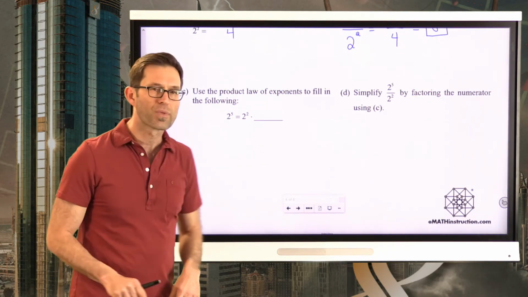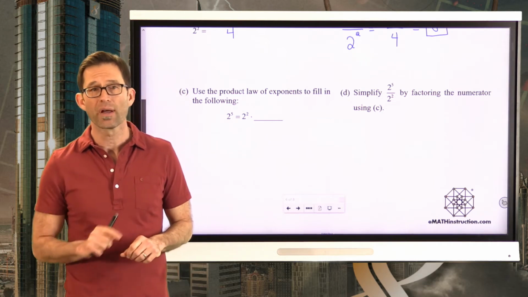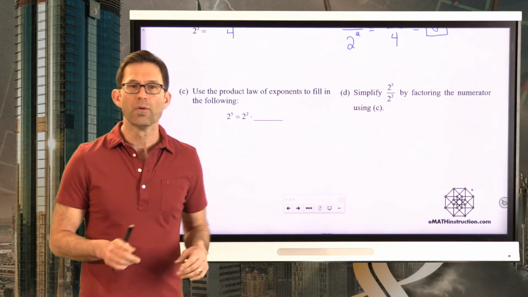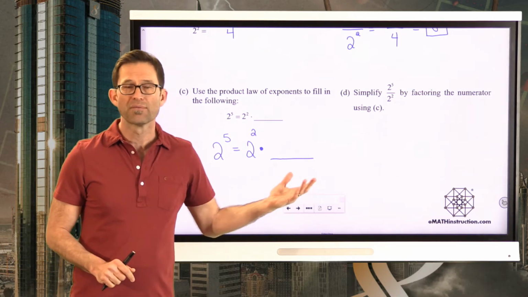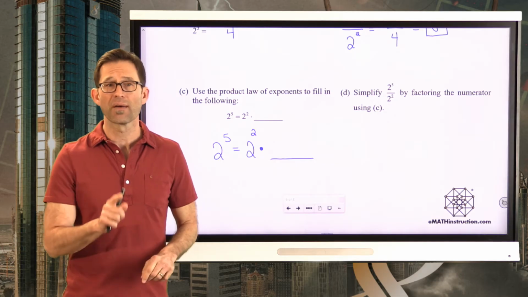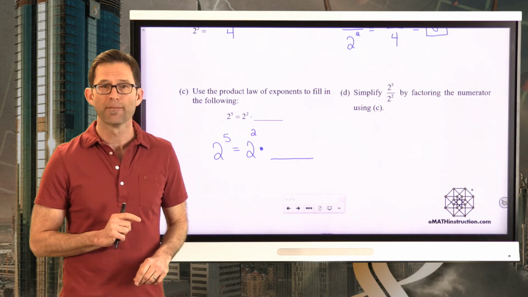Now remember, we had that exponent property that said when you multiply two things that have the same base, you add their exponents. Well, we can manipulate that a little bit in letter C. Use the product law of exponents to fill in the following. 2 to the 5th equals 2 to the 2nd times what? And again, I'll write this a bit bigger so you can see it a little bit easier on the screen. 2 to the 5th equals 2 to the 2nd times what? Well, what should I have sitting in here given that when I multiply two things that have the same base, the exponents add? Pause the video now and think about this for a moment.